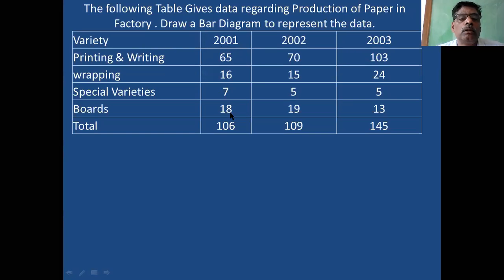These are the components of 2001. You see here, 2001 components are 4: printing and writing paper, wrapping paper, special variety, boards. These are the components of the production for the years 2001, 2002, 2003. And you have to take the total of this. One bar is drawn for the total, and that bar is subdivided into components proportionately based on their values. That is called a subdivided bar diagram.